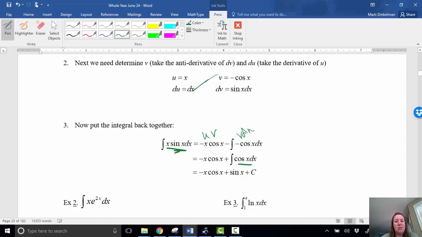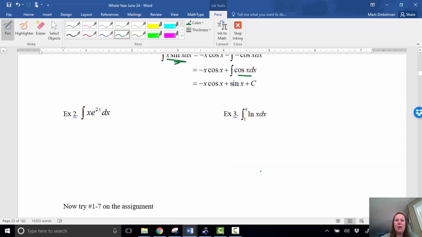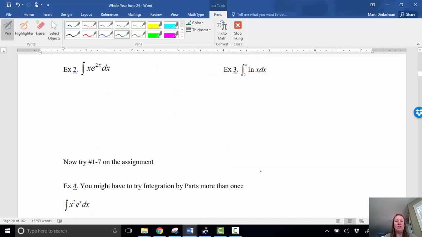So then we just take the antiderivative. We have that already, negative x cosine x, and the antiderivative of cosine is sine. Just don't forget your plus c. Okay, so let's see if we can replicate that with the next two examples.